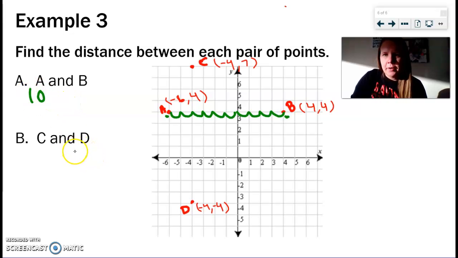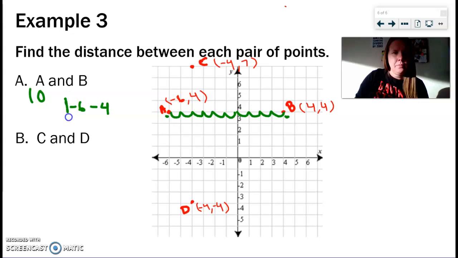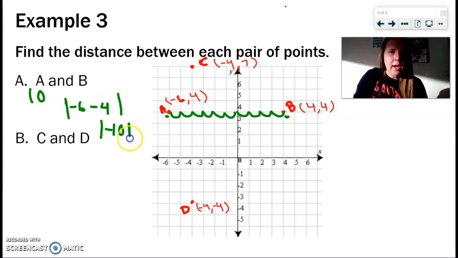But another way you can think about it is you can find the difference between these two numbers, okay? So -6, finding difference, -4. But if you remember, at one point I told you distance was never, ever negative. So when we do this, we put absolute values around them. Well, a negative minus a negative is like saying negative plus a negative. Negatives just add and keep the negative. So in the absolute value, I'd have -10. Absolute value of -10 is 10. So either way you do it, you get the same answer.